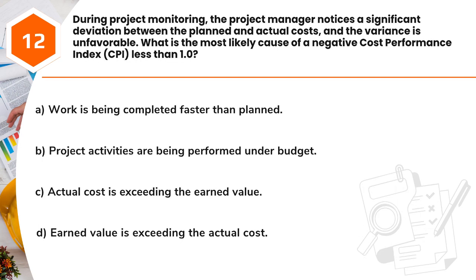Question 12. During project monitoring, the project manager notices a significant deviation between the planned and actual costs, and the variance is unfavorable. What is the most likely cause of a negative cost performance index, CPI, less than 1.0? A. Work is being completed faster than planned. B. Project activities are being performed under budget. C. Actual cost is exceeding the earned value. D. Earned value is exceeding the actual cost.